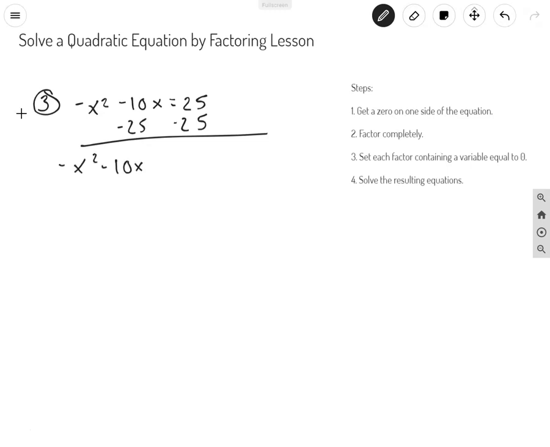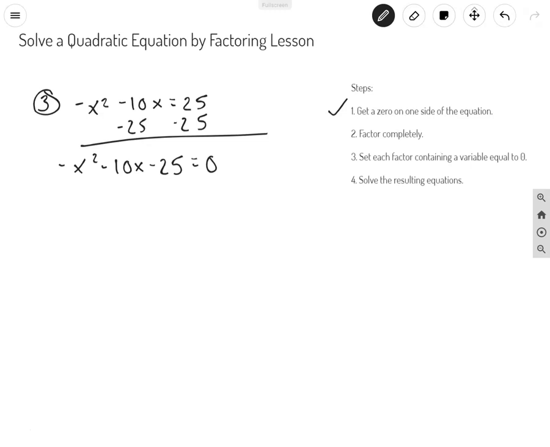And all the time, you'll have the number, the constant, last, the number without a variable, and then equals 0. Step 1 is complete. Step 2 says factor completely. So again, I'm going to factor this.